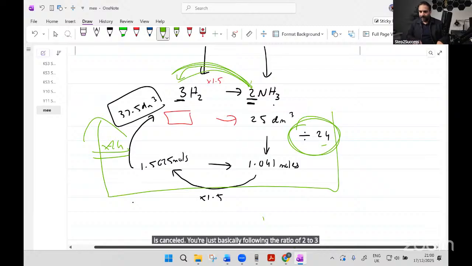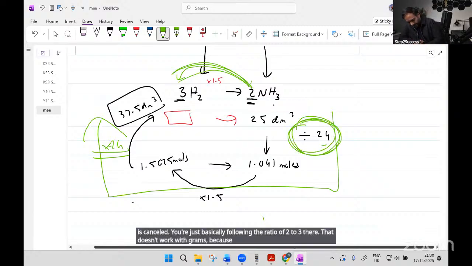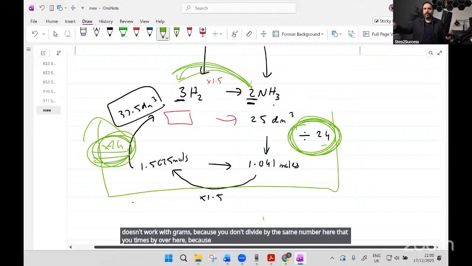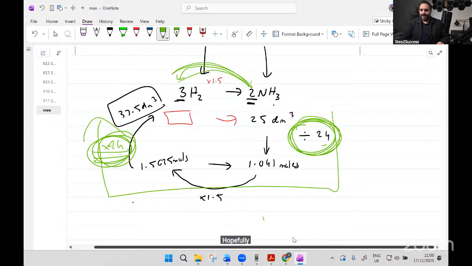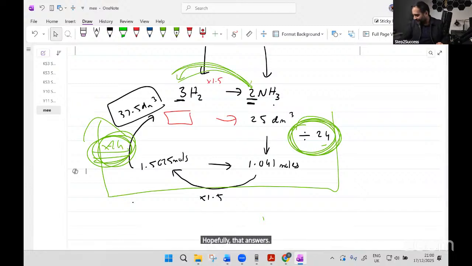That doesn't work with grams because you don't divide by the same number here that you times by over here, because the MR of the two different things is different. Hopefully that answers those questions.